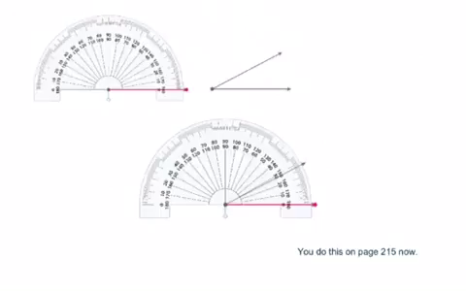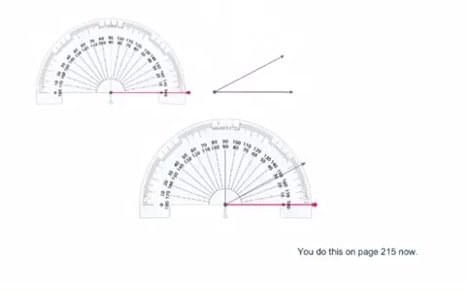Then I would take my protractor and line up the center mark of the protractor, this center spot right here, with the vertex of my angle. Okay, that's what I'm showing here. So you can see that the center of the baseline of the protractor is on the center of the angle, which is the vertex.